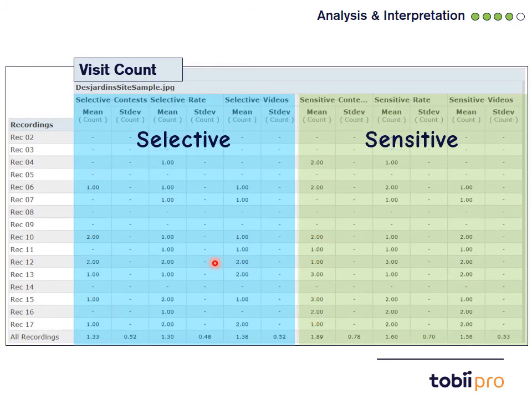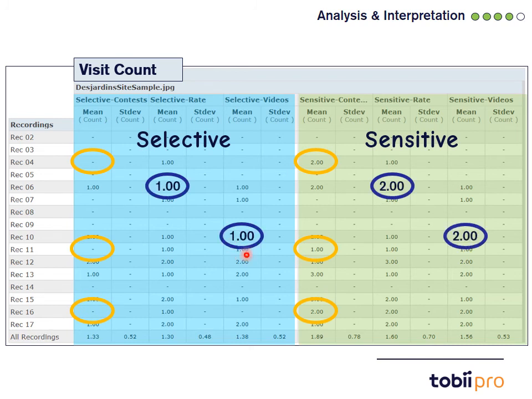We'll go ahead and look at the visit count metric. And same as before, I've set it up with the selective set of AOIs and the sensitive set of AOIs. And just like in the total fixation duration example, you see both missing data and changed data. The missing data is a problem for a count metric because it says basically that there was no looking. And the subtle situation here in terms of the rate and video AOIs for these two recordings would result in dropping of the visit count.